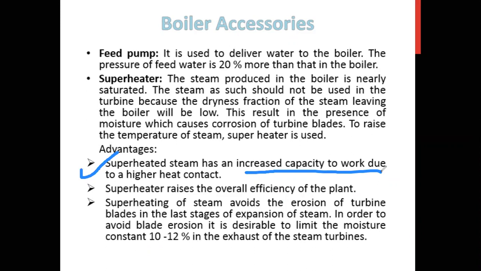The capacity of work, basically to rotate the turbine, is increased with superheated steam, because the temperature of the system is very high. When the temperature is very high, the atoms become much more mobile. They move very fast against each other. So they force the turbine with a greater force. So this is one advantage.